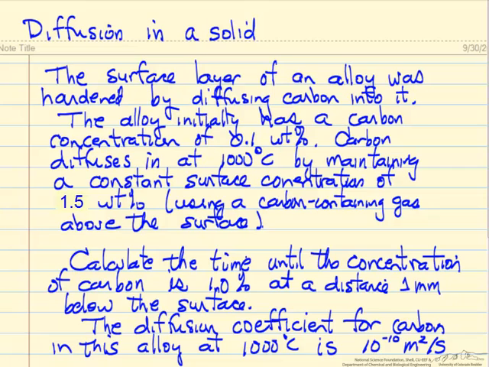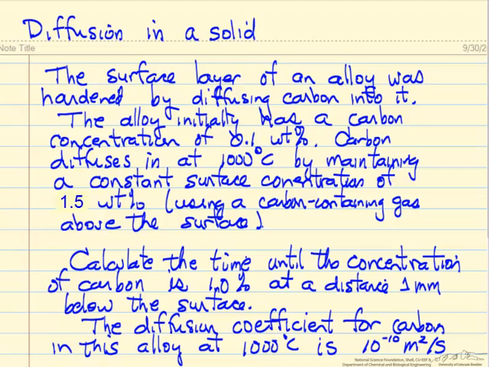In this example, we calculate diffusion in a metal alloy. We have a surface layer that we want to diffuse carbon into, to change the properties and harden the material. The alloy starts out with a uniform carbon concentration of 0.1%. Then we're going to do diffusion at 1,000 degrees. We need high temperatures to do it in a realistic amount of time.